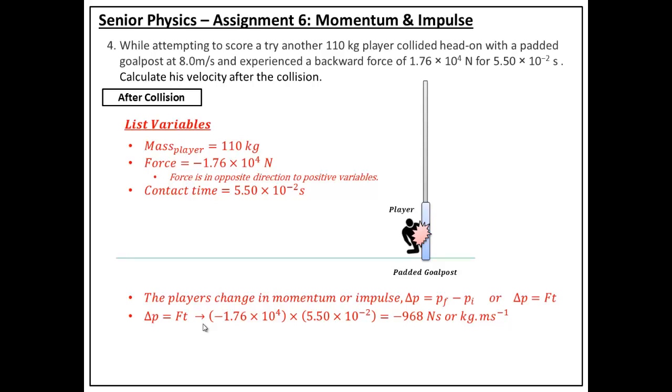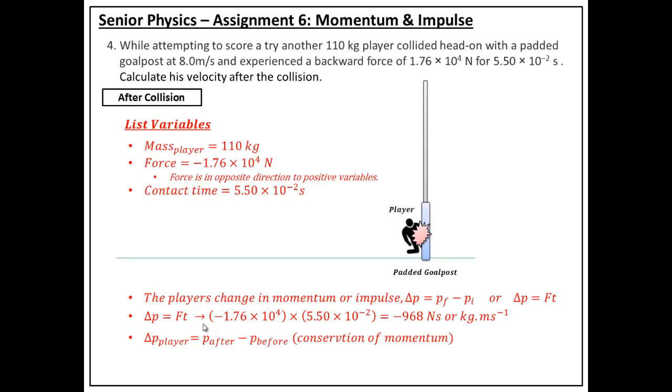Remember, impulse is the change in momentum. To calculate a change in something, we need to know what it was initially and what it has changed to. The difference between these values is the change. Now we know the initial momentum the player had before colliding with the post, and the impulse or change of momentum he experienced due to the force and contact time with the post.